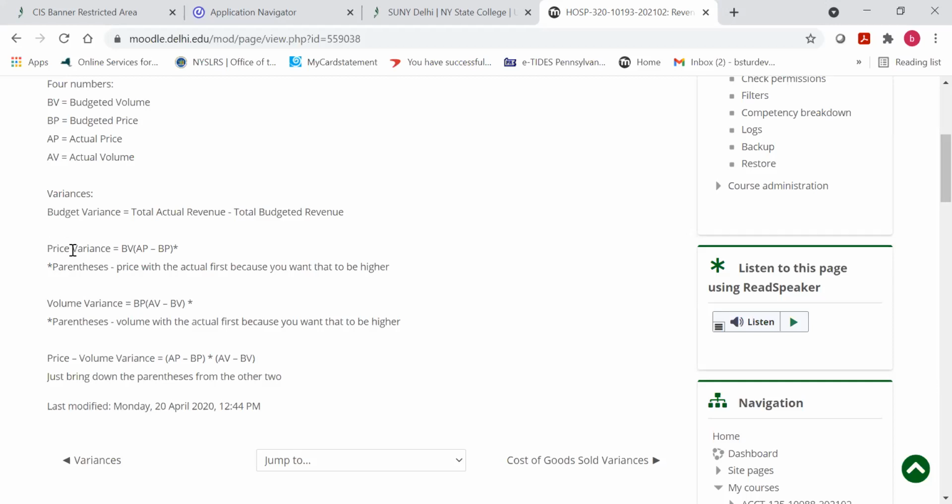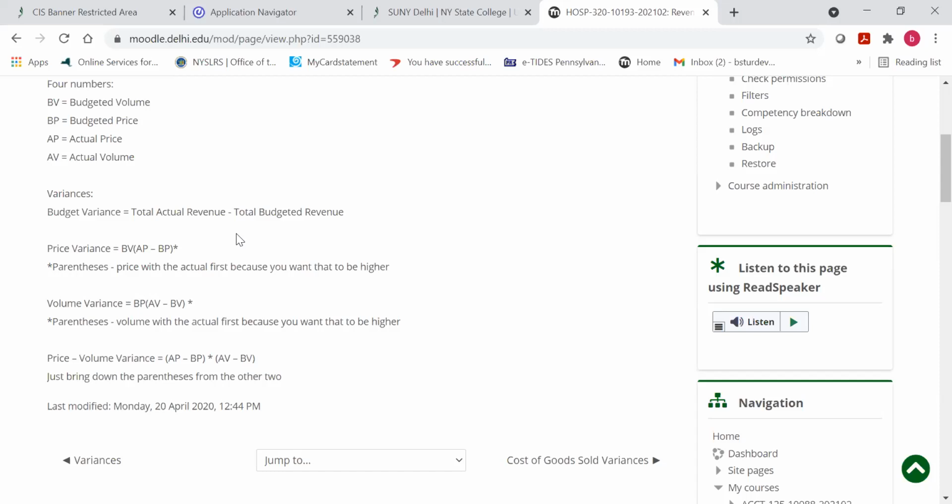First one is your price variance. Since it's price variance, in the parentheses should be your price numbers. Since it's a revenue, we want that to be higher. It goes first. And that's what you have in your parentheses. And then you're always going to multiply it by the budgeted other number that you have, which in this case would be volume. So do the subtraction here first, and then times the budgeted volume. So that's going to be your price variance.